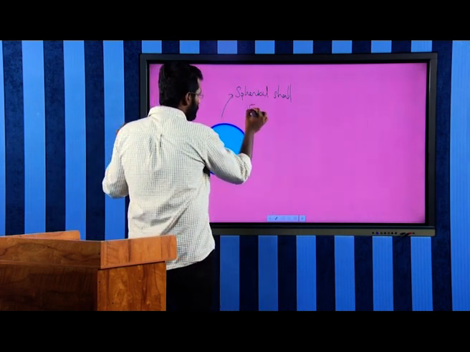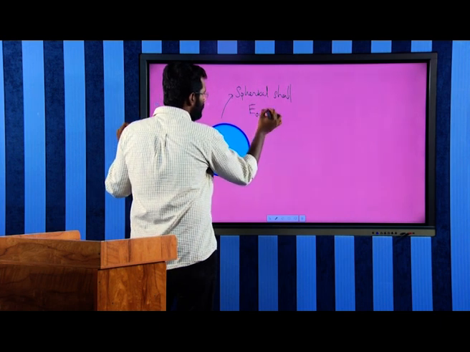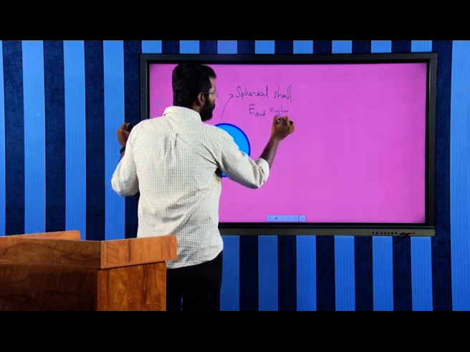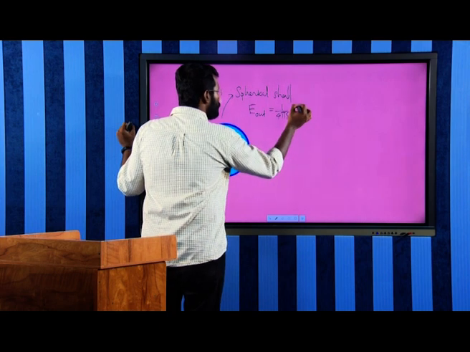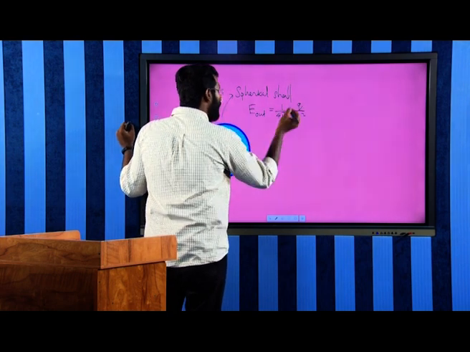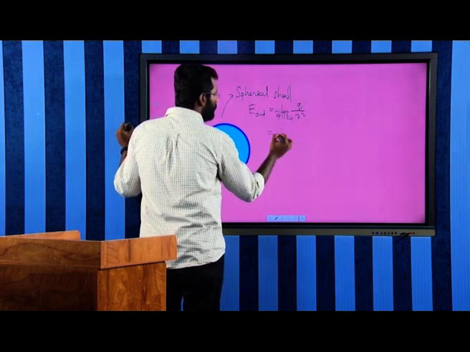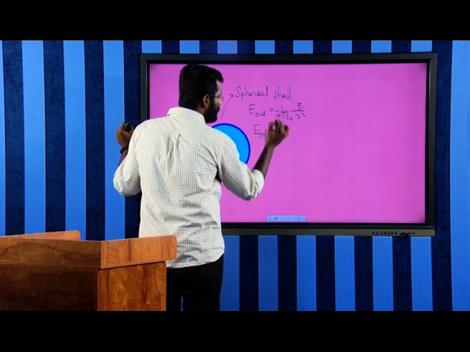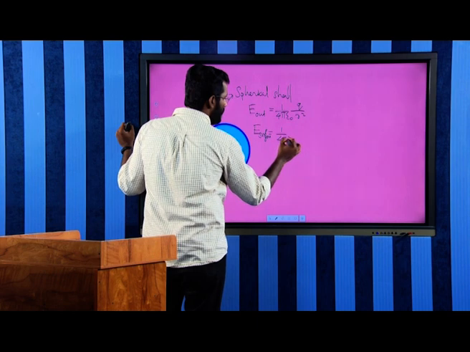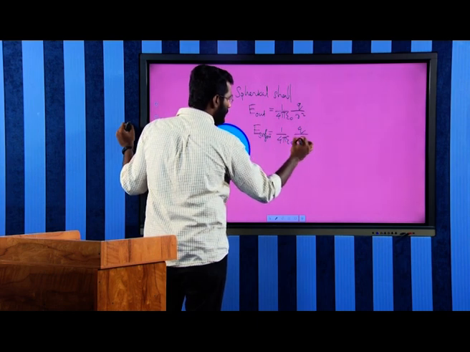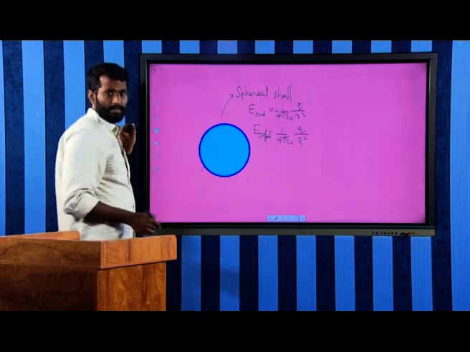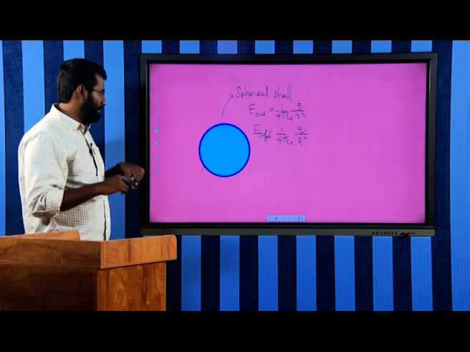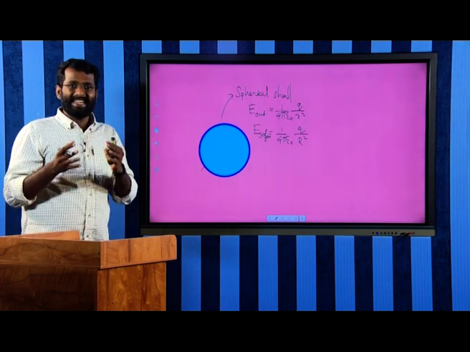E outside will be 1 by 4 pi epsilon 0 q by r square, and on the surface E on the surface is equal to 1 by 4 pi epsilon 0 q by capital R square. Now, what is the difference when we come inside? So, let us calculate the field inside separately.